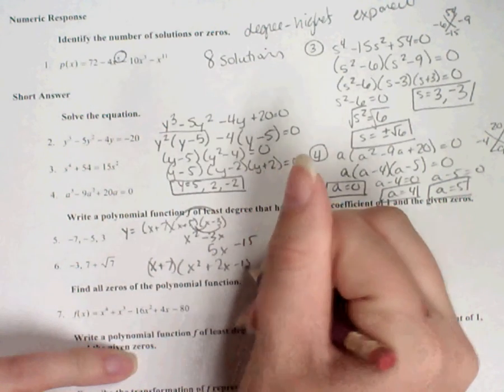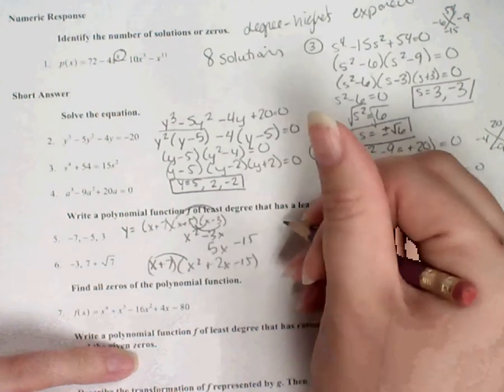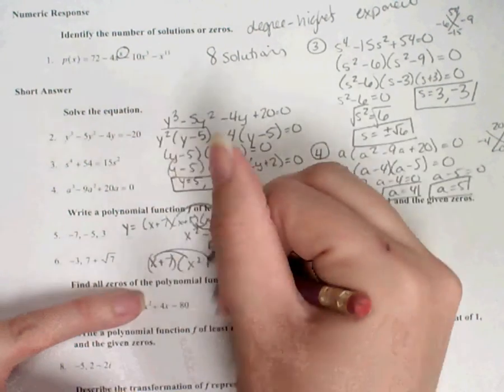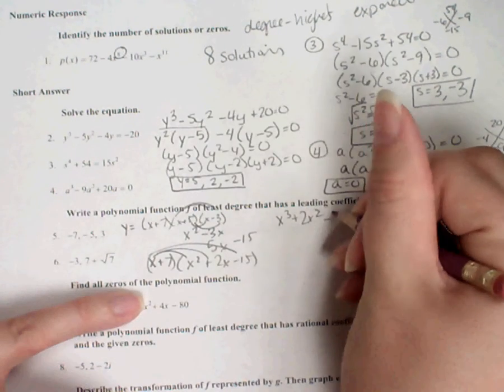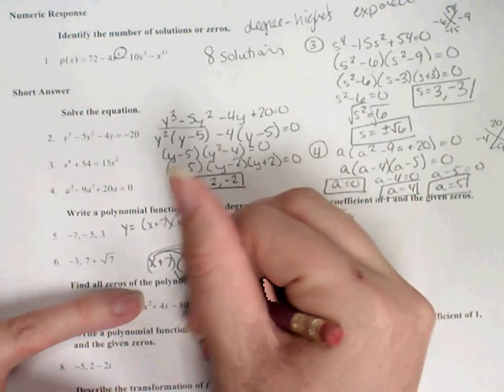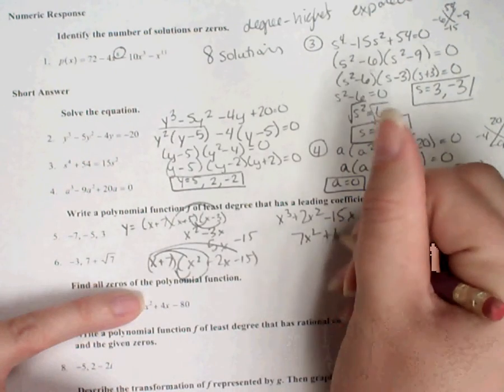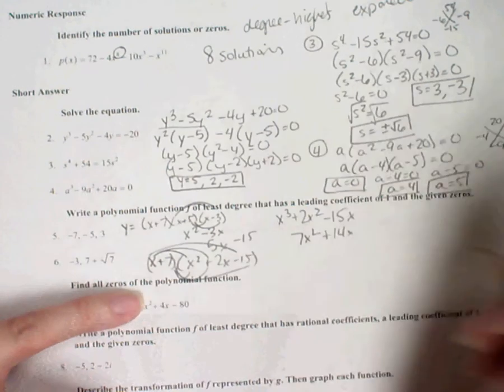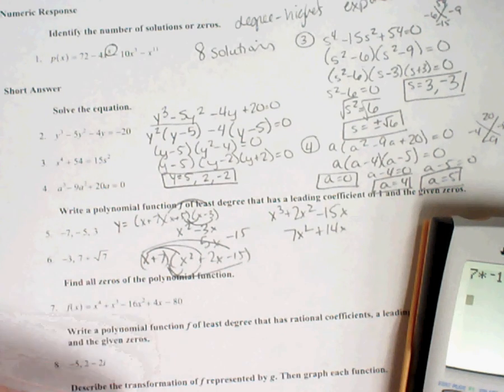Now I need to multiply everything by x and by 7, so that gives me x cubed plus 2x squared minus 15x plus 7x squared plus 14x. 7 times negative 15 is negative 105.